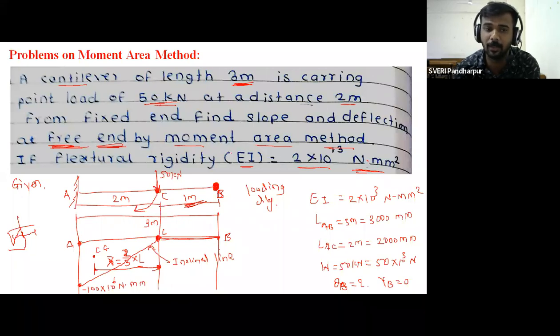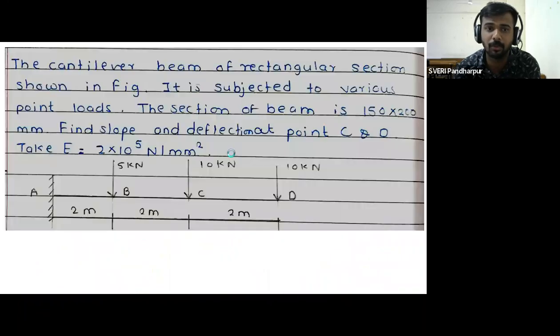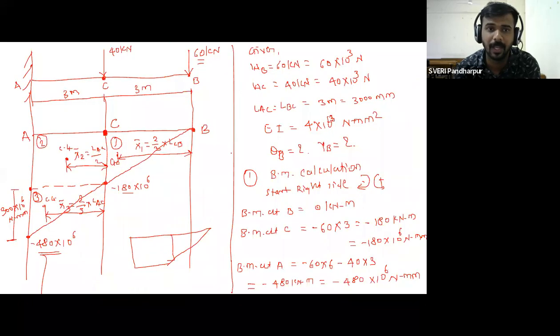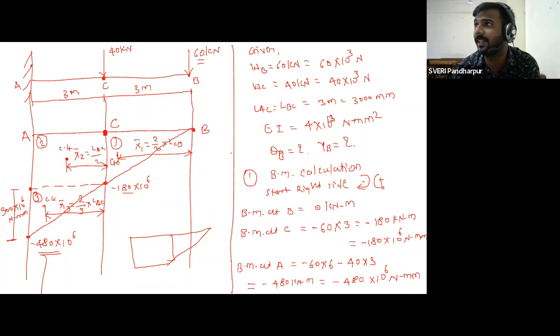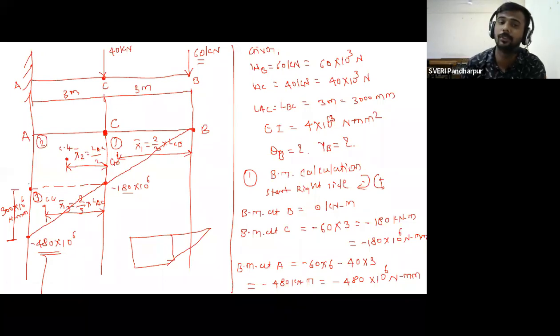Based on this, we solved one problem in the previous lecture, and then we started one more problem in the last lecture. Once again it is a cantilever beam subjected to a point load. Up to the BM calculation we studied in the last lecture: how to go for the BM calculation for this cantilever beam, how to start from the right side of the section, which sign conventions to use, and by using them we did the BM calculation and drew the figure.